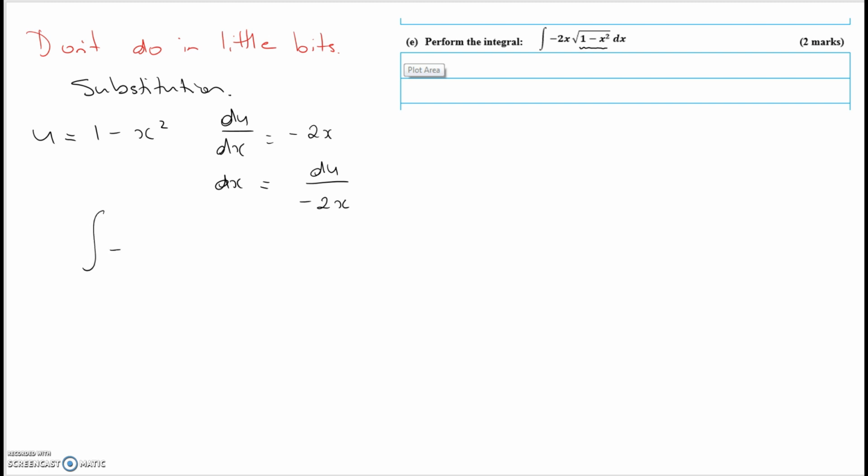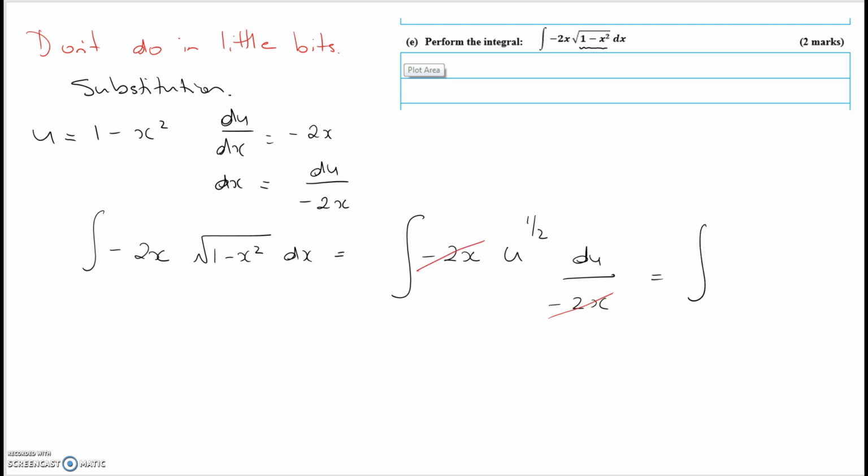So the integral of negative 2x square root of 1 minus x squared dx can now become the integral of negative 2x, just leave it there, times the square root of is to the power of a half, so now we can put that as u to the half, and instead of dx we can put du over negative 2x, and look what happens, that cancels with that. So now we're left with finding the integral of u to the half du, which is on our table.